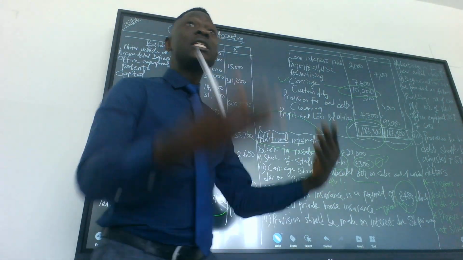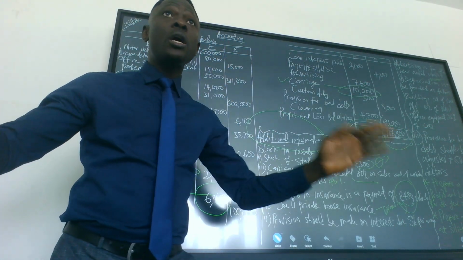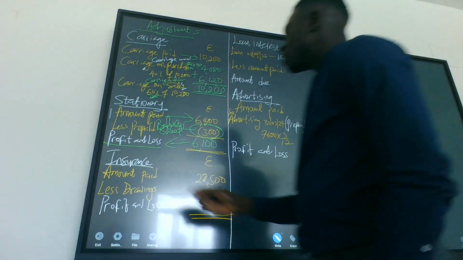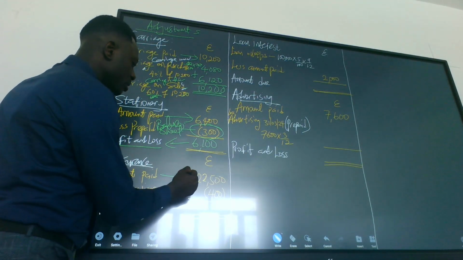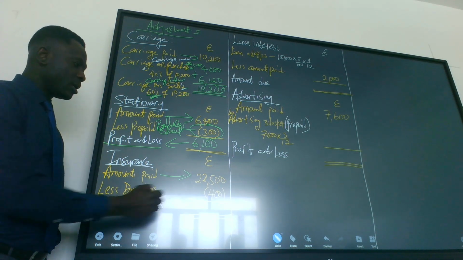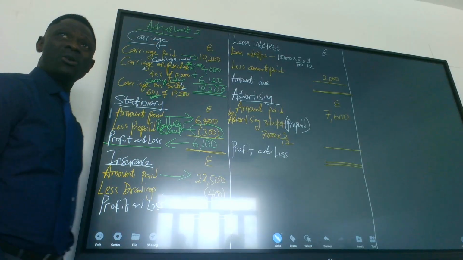Yeah, drawings, because it's for Joe. Joe is not part of the business. The business should be separated from the owner. So let's go back to insurance now. The amount paid on insurance is how much? 22,500. Yes or no? Yes. Drawings. How much is it? 400 for Joe.